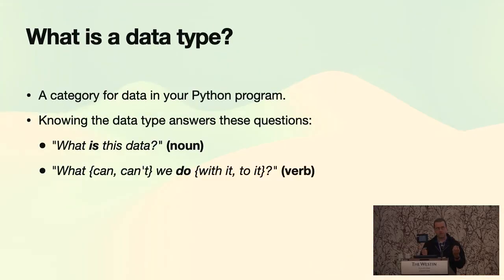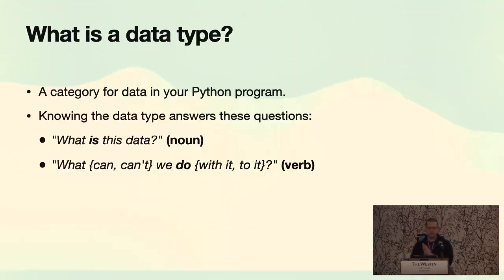So first question, what is a data type? It was kind of hard to answer because the first bullet point there says a category for data in your Python program, which is sort of like saying data type is a type of data. It's very circular, but fundamentally you can think of it as what it does. Knowing the data type answers the question, what is it? What are you going to put in that data structure? And what can you do with it? What can't you do with it?